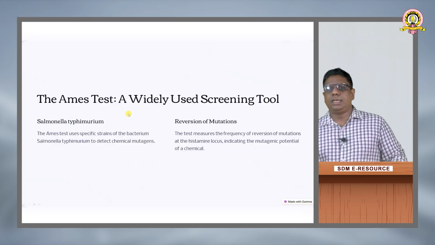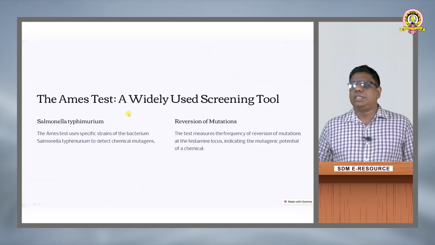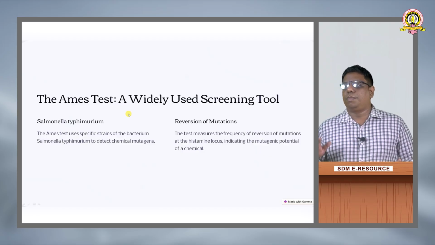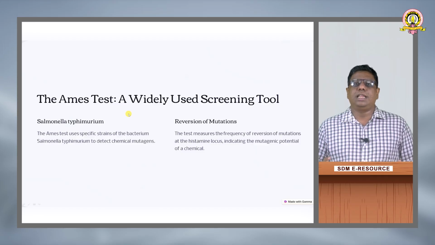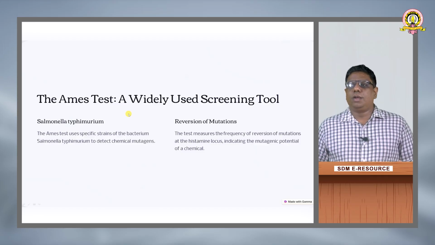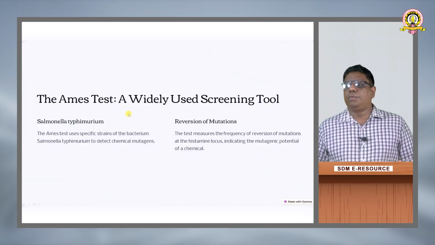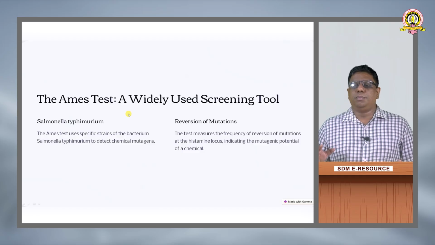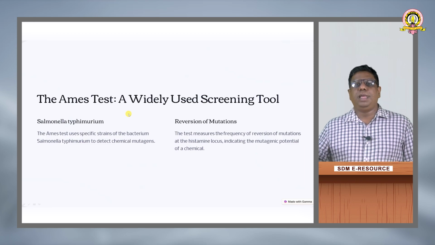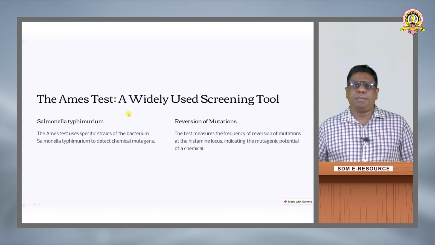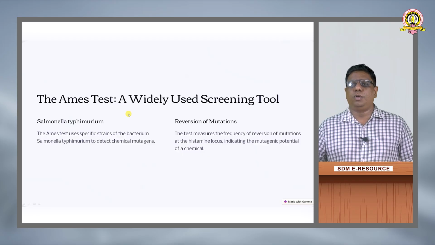The test measures the frequency of reversion of mutation at the histidine locus. There is an enzyme that codes for histidine. Detection of the mutagenic potential of the chemical is done by reversion of mutation. The histidine auxotroph will revert, and the plus and minus activity of histidine will be used to detect the mutagen in the environment. So this is one of the important tests.